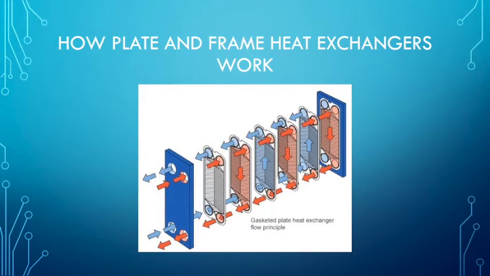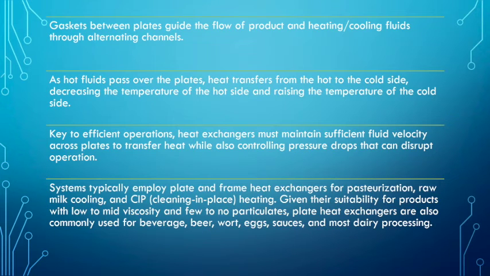Today we are going to see how plate and frame heat exchangers work. So this is the example of plate and frame heat exchangers. Gasket between plates guide the flow of product and heating or cooling fluid through alternating channels. As hot fluid pass over the plate, heat transfer from the hot to the cold side, decreasing the temperature of the hot side and raising the temperature of the cold side.